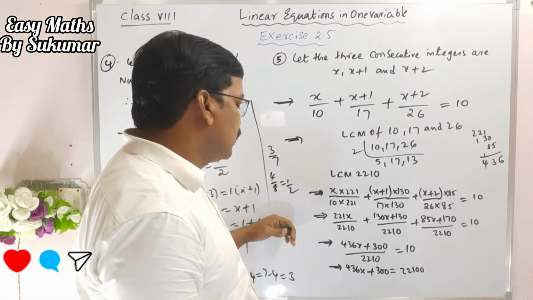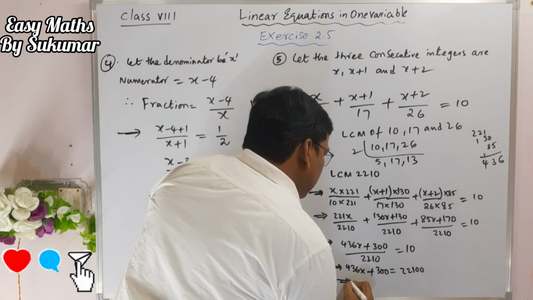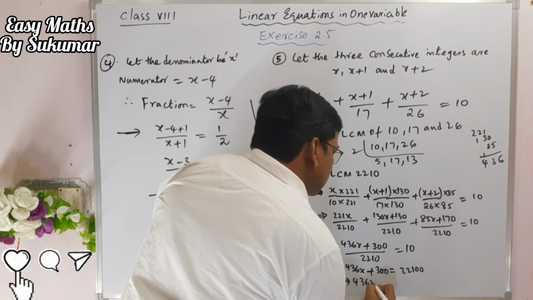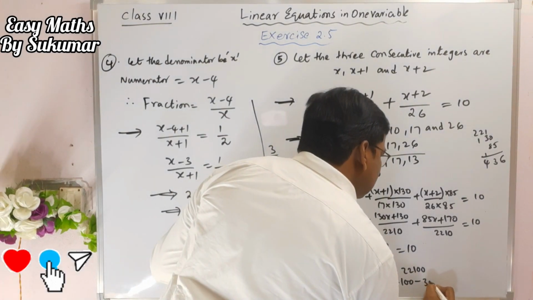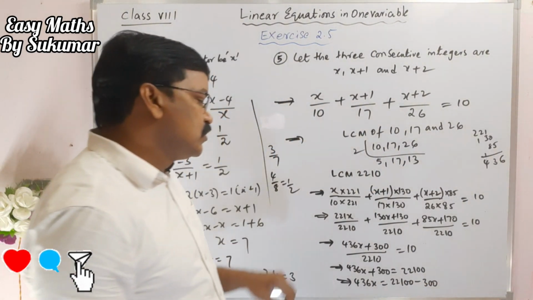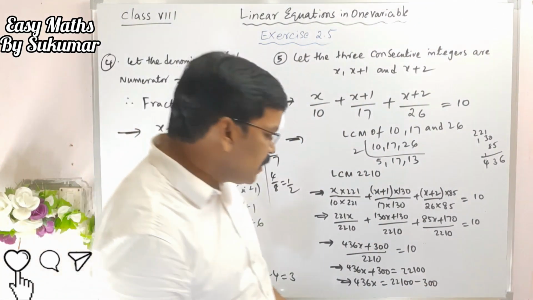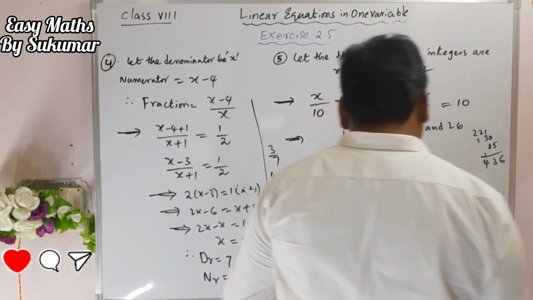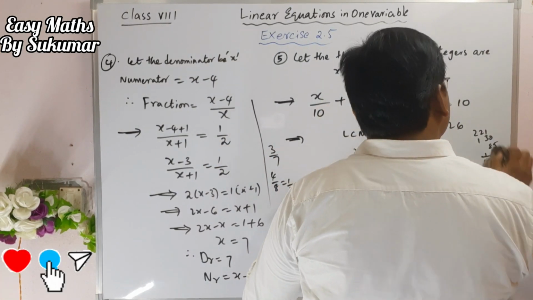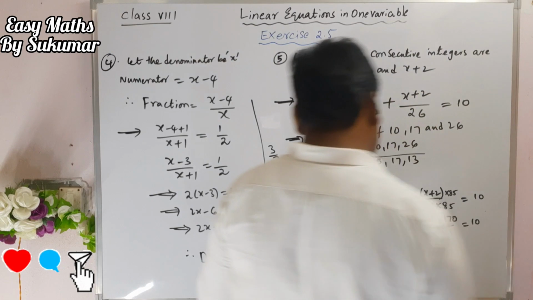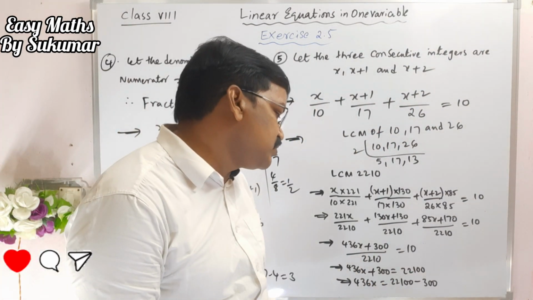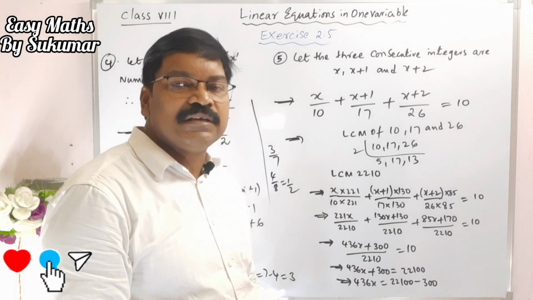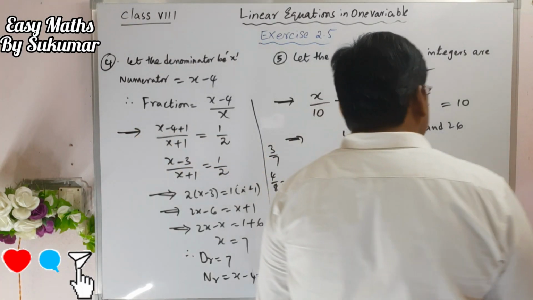That is 22,100. Right. Now this implies 436x is equal to 22,100 minus 300. So what is 22,100 minus 300? That is 21,800.